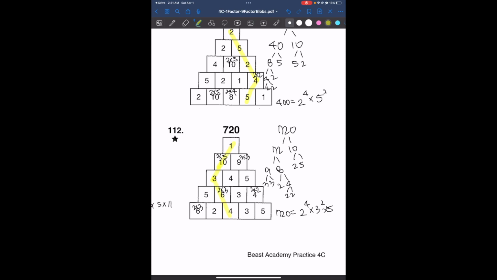So in this case, we go through 2 four times. So once here, second time, and this is 2 times 2, so third and fourth time. And for 3, we go over it twice. And for 5, we go over 5 once.